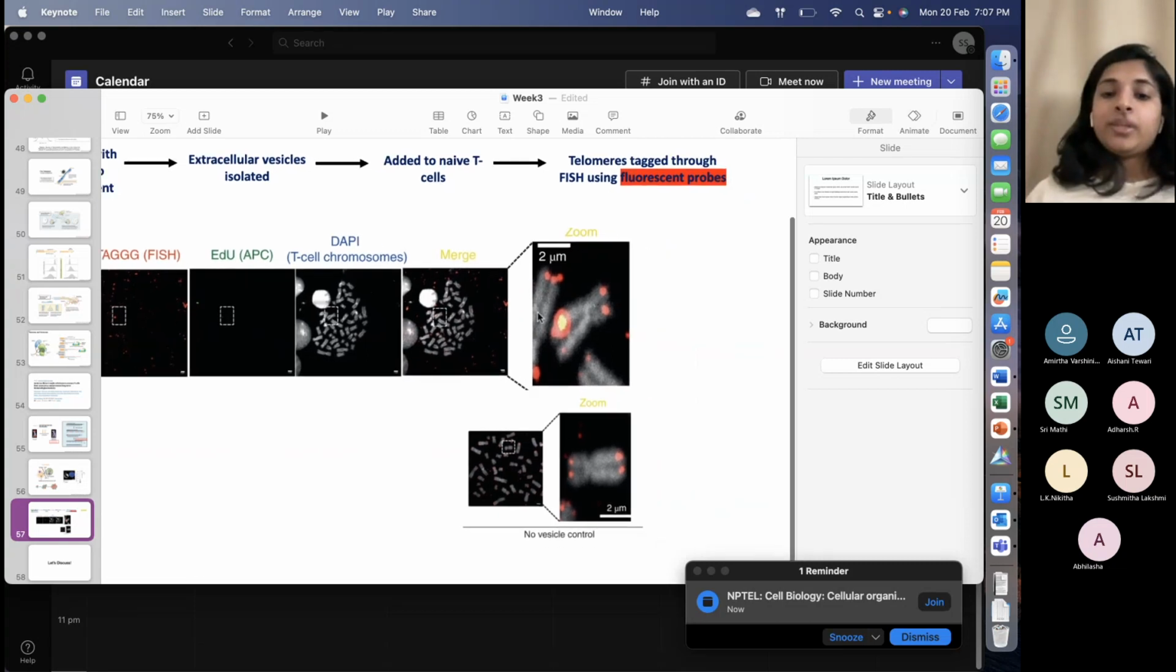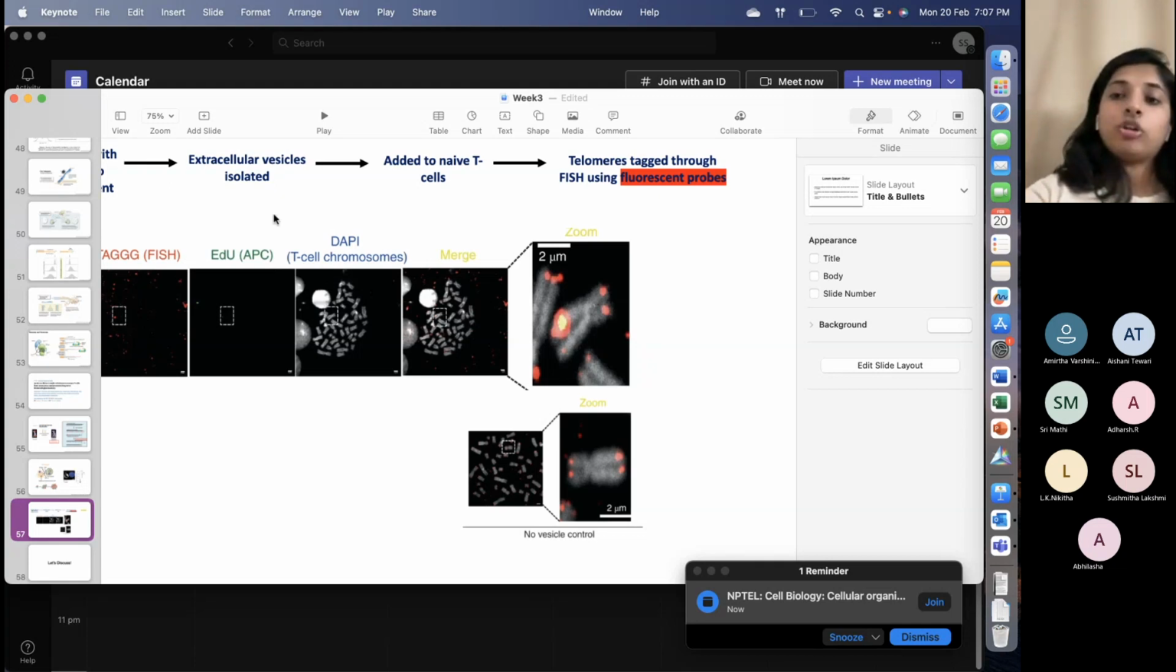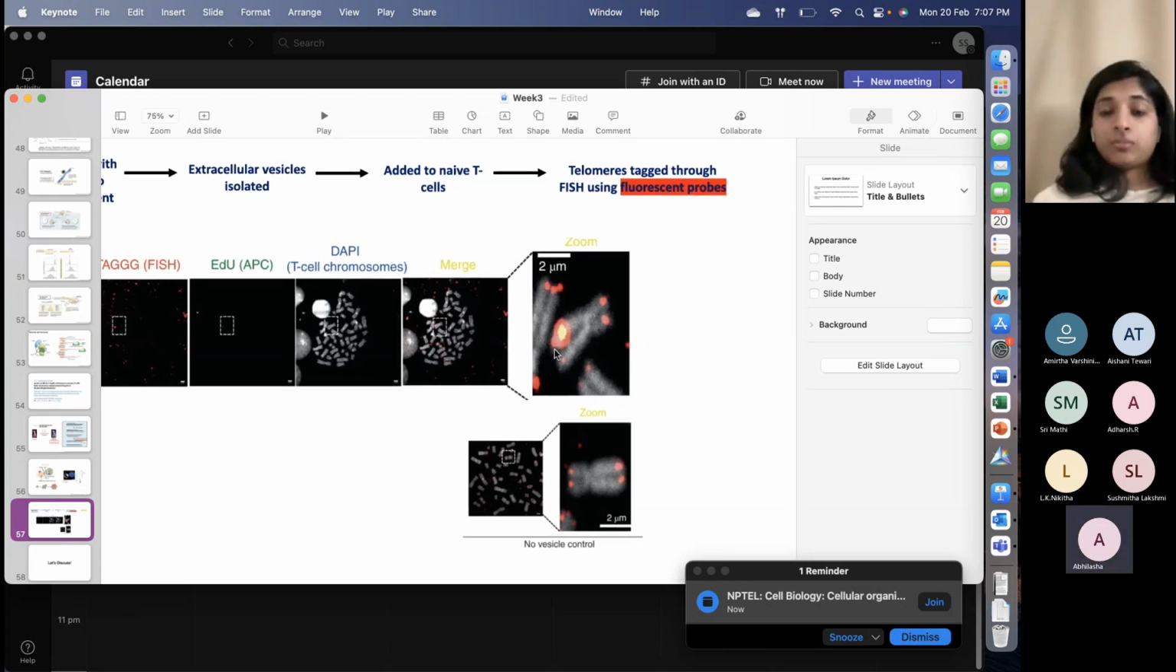Now they saw in the T cell, when they zoomed in on the chromosome, there was this yellow color that was formed, which meant that somehow the telomeric ends from the APC were transported into the T cells, and here they associated along with the T cell chromosomal ends. We can see here, right? This is the chromosome, and these red and green probes are present only at the ends, which means that these are staining the telomeres.